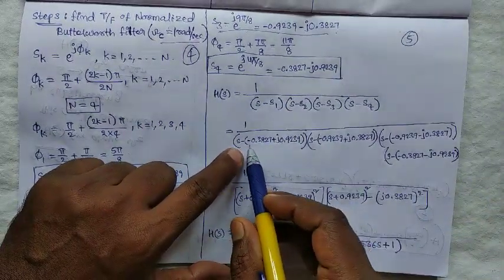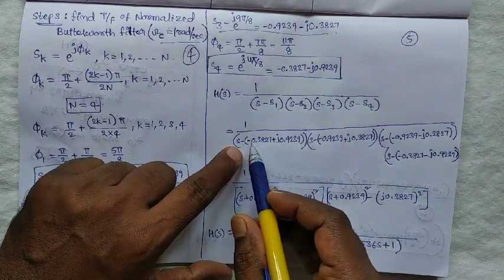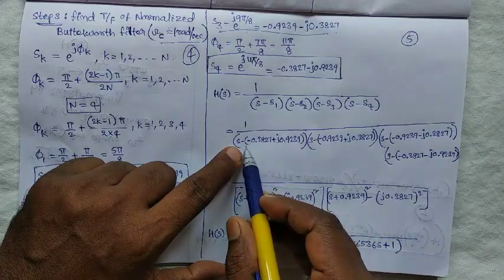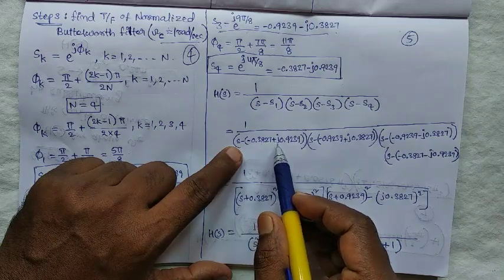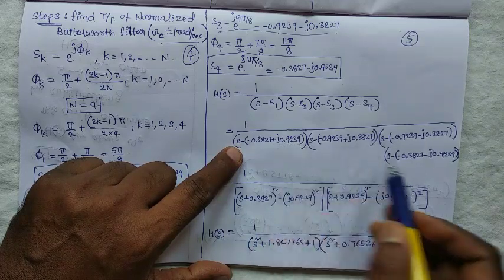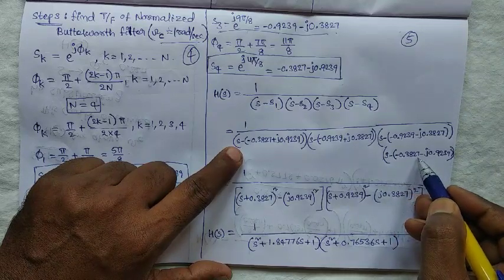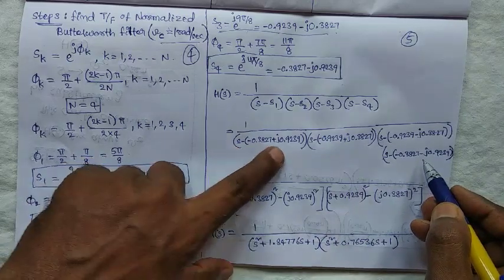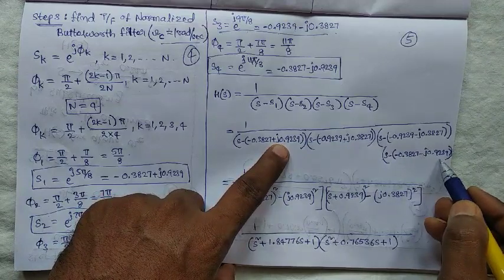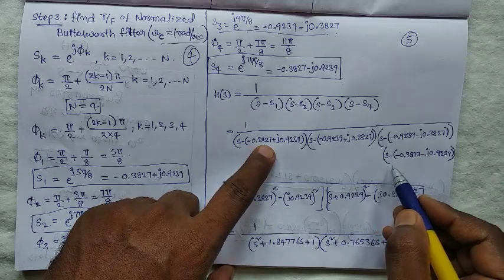Here we are multiplying this minus sign with these terms. Here s minus into minus plus, s plus 0.3827, s plus 0.3827 minus j 0.9239. Similarly, one more term we are observing here: s plus 0.3827. Here I am considering it as a, minus into minus plus, here minus, here plus term. Here means s plus 0.3827, I am considering it as a.